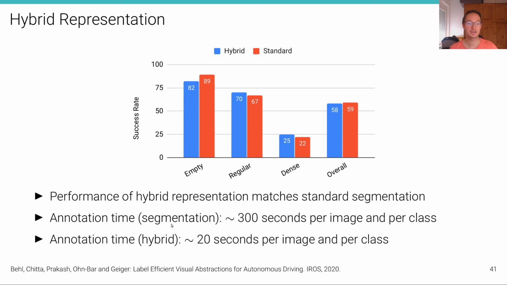However, the annotation time of the standard version is significantly higher, because many more of the objects have to be delineated pixel accurately, while with bounding boxes, drawing a bounding box is much easier and therefore takes less time. So we can reduce the annotation time without hurting the overall performance from 300 seconds to 20 seconds in this case.